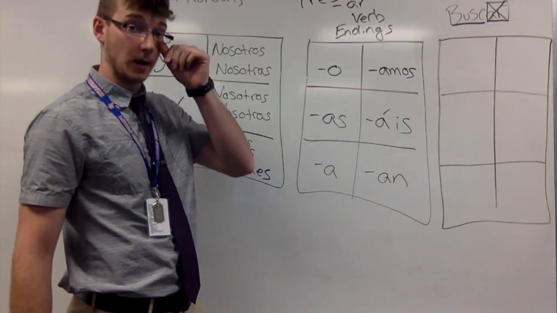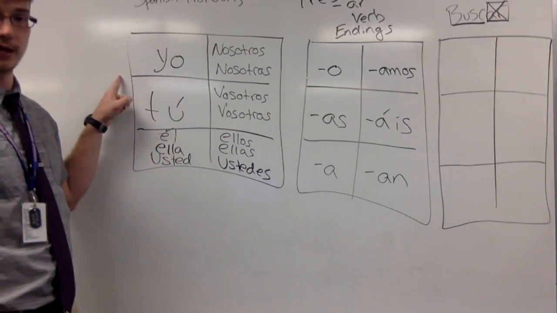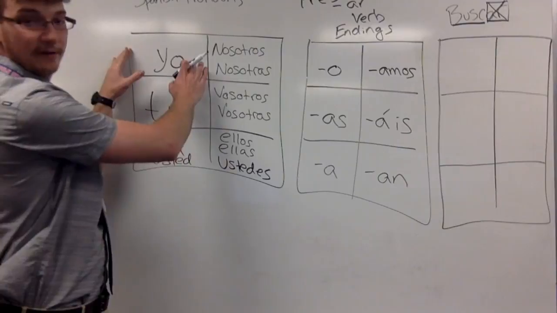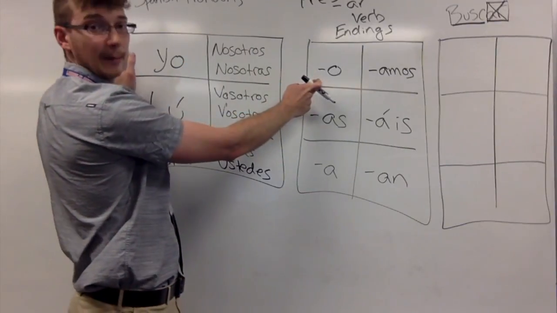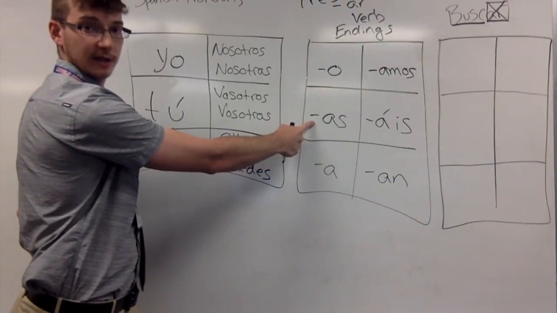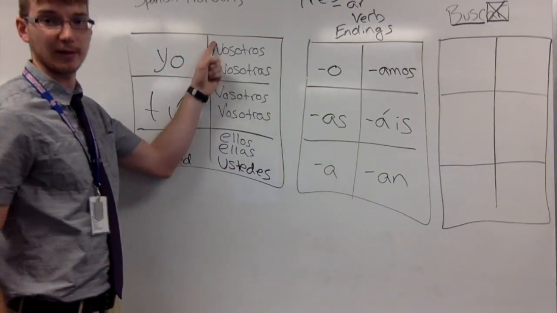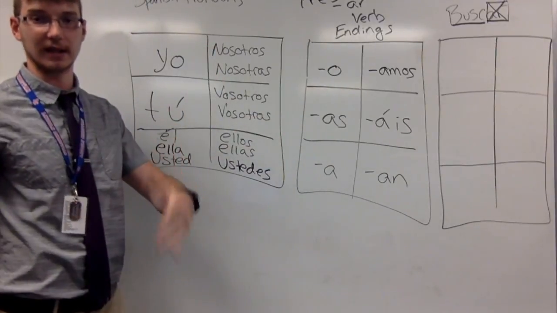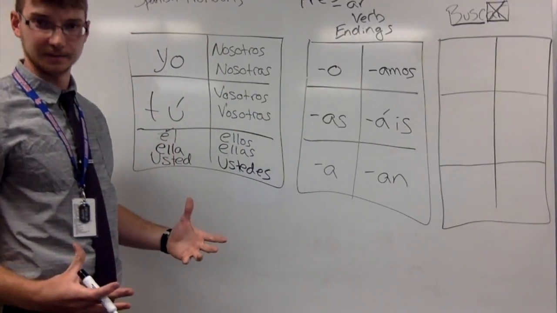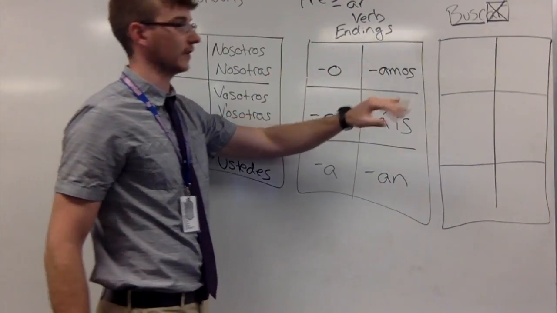Okay? Now, those verb endings connect directly back to our Spanish pronouns. Remember, the top left box connects to the top left box. The middle left box connects to the middle left box. The bottom left box connects to the bottom left box. Top right, you get the idea. The boxes connect. Now, let's take a look over here. Sort of running out of room, but we'll get it figured out.